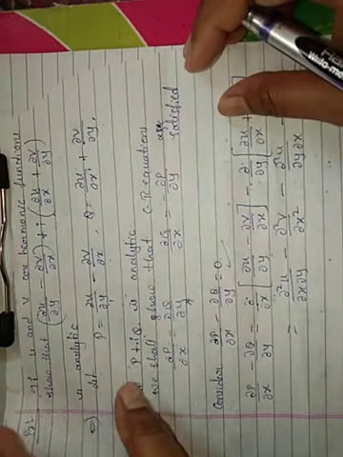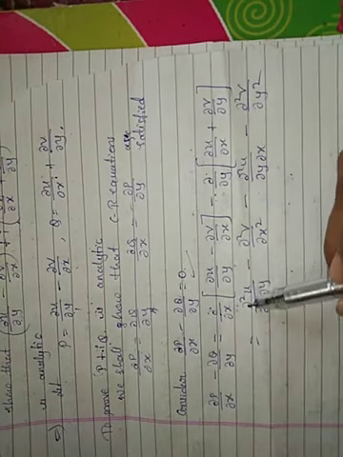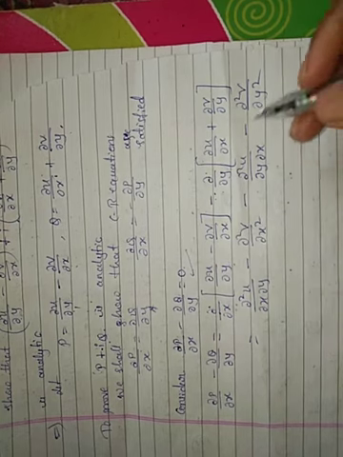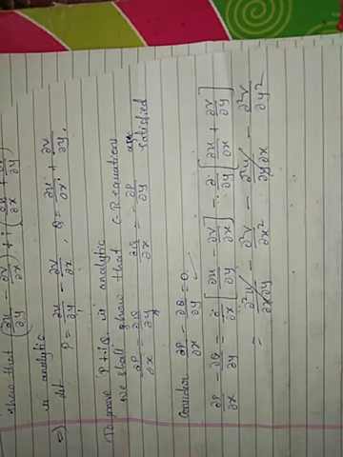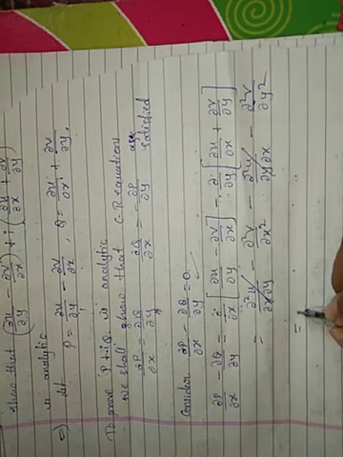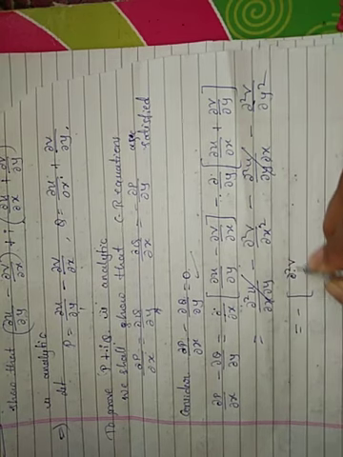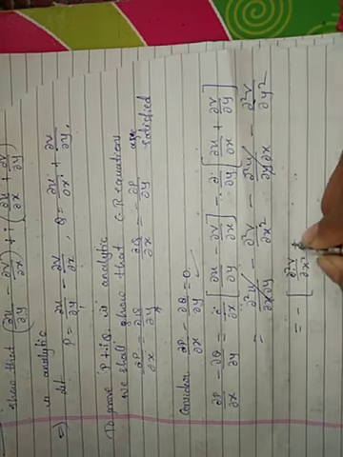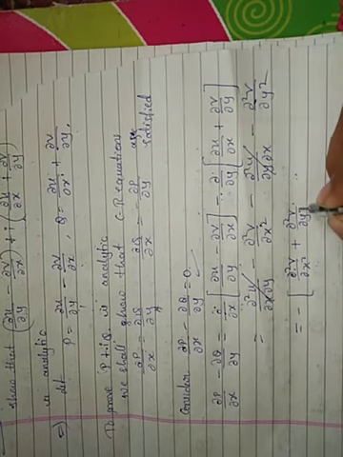We know the property of partial derivatives: dou square u by dou x dou y is equal to dou square u by dou y dou x. Both are the same, so those two terms cancel. In the remaining two, I am taking the minus sign common outside. So the remaining is dou square v by dou x square plus dou square v by dou y square.